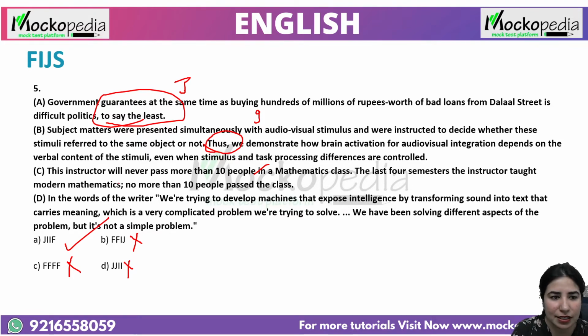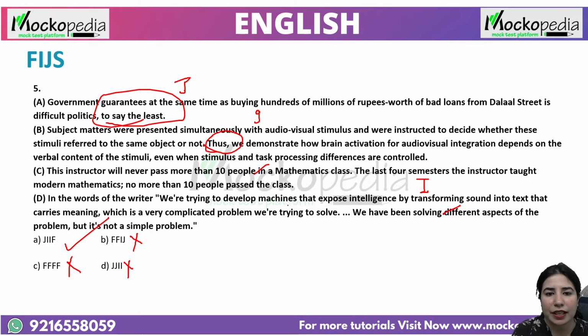So let's read C and verify that how this is an inference again. This instructor will never pass more than 10 people in a mathematics class. The last 4 semesters, the instructor taught modern mathematics. No more than 10 people pass the class. So पहला conclusion आपने second statement के basis पे लिया. तो definitely it is qualifying as an inference. सो एनीवेज थर्ड तो ए और डी दोनों ने ही इन्फ्रेंस बोला था. तो लास्ट स्टेटमेंट पढ़ लेते हैं.